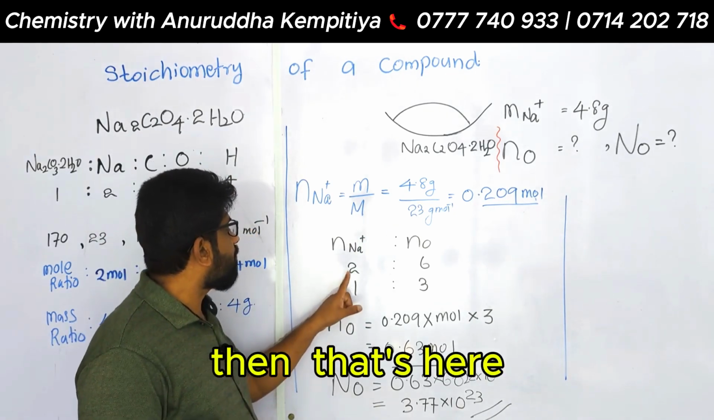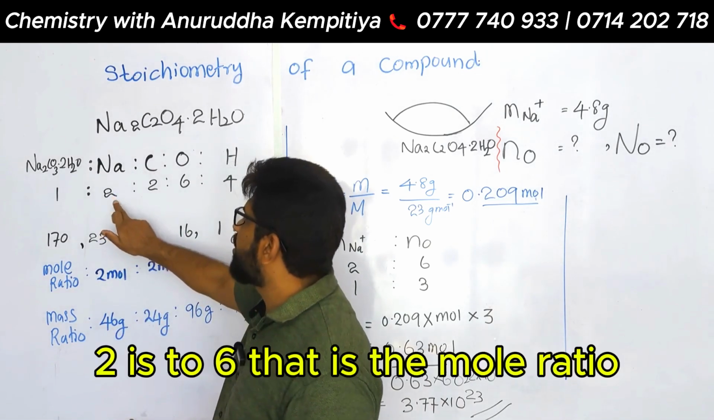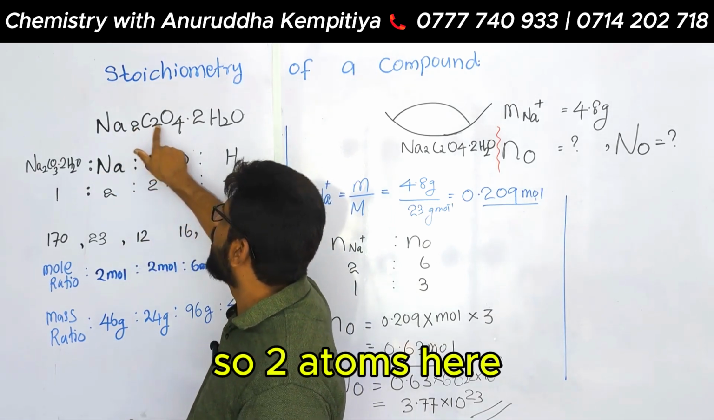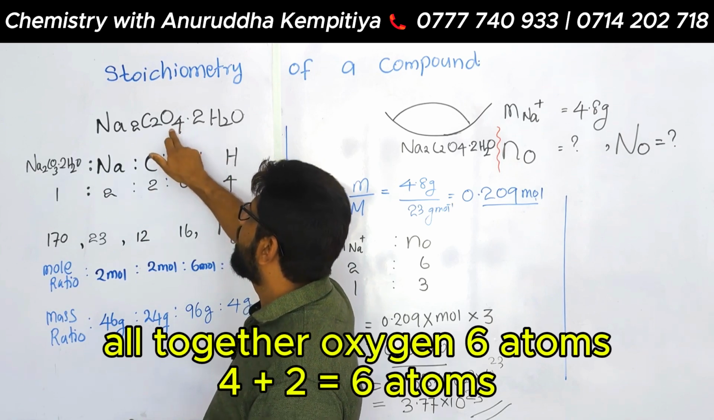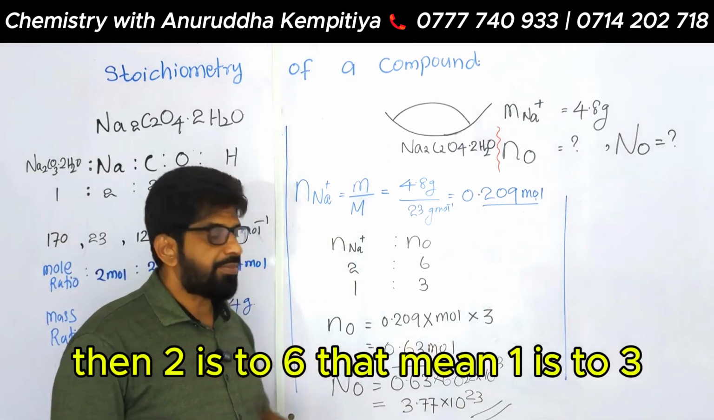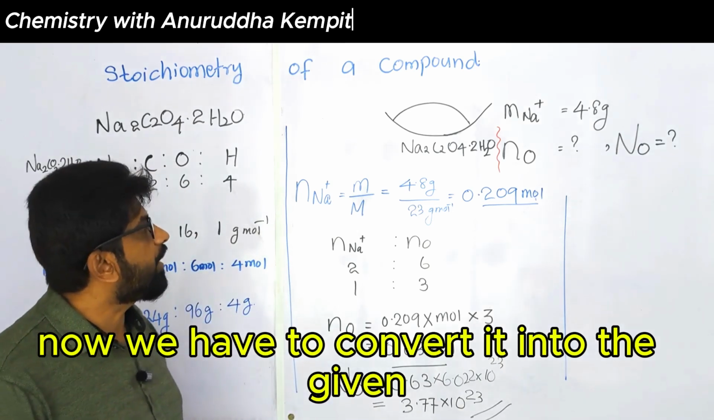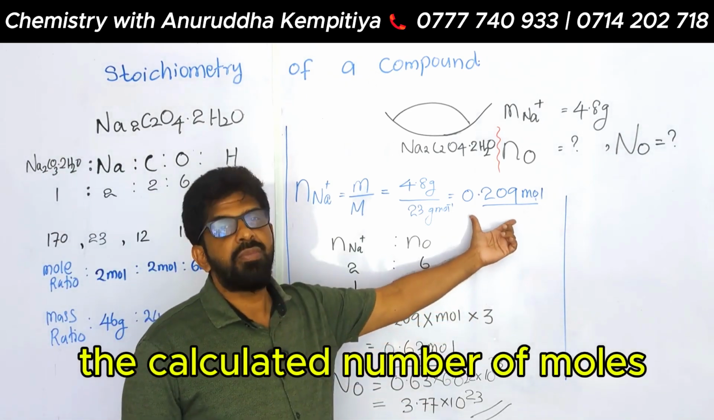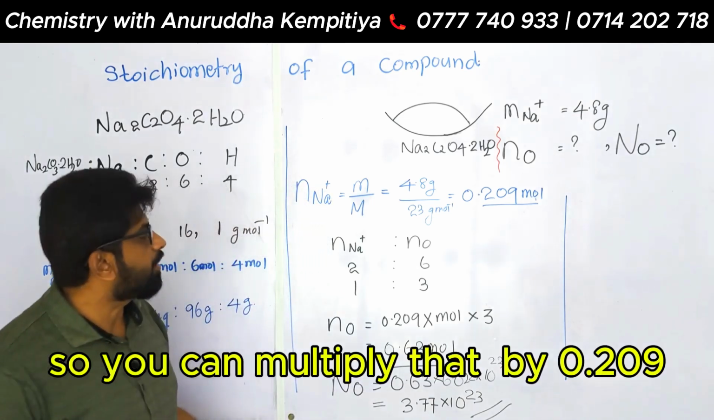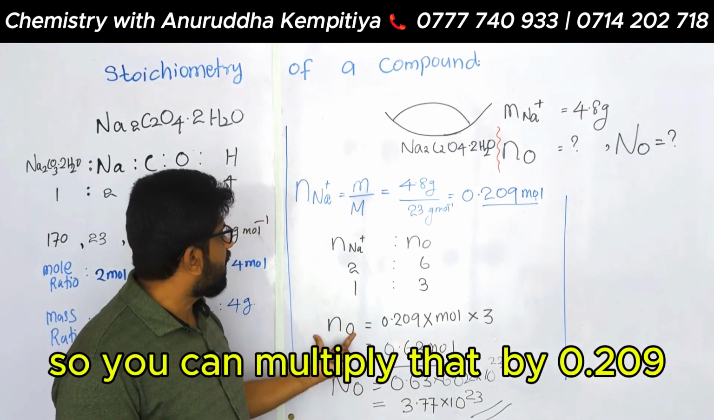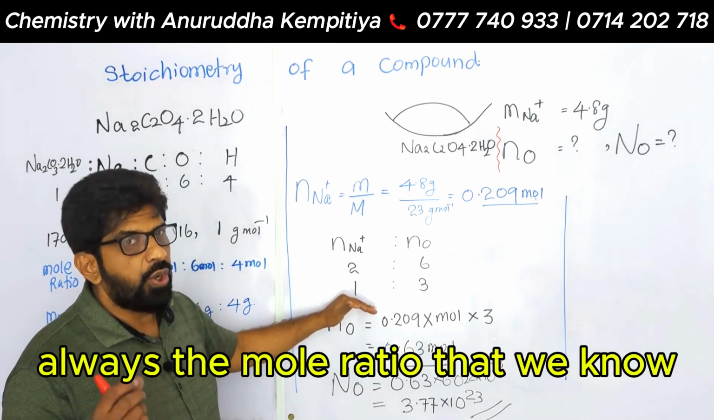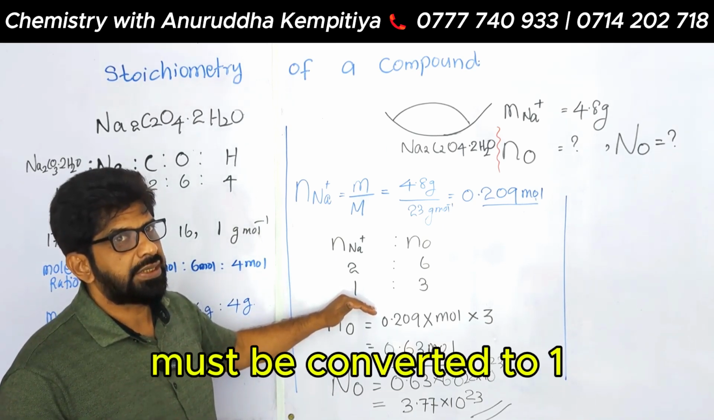That's here, 2:6. That is the mole ratio. The mole ratio is equal to the atom ratio. There are 2 atoms of sodium here, and altogether oxygen has 6 atoms, 4 plus 2, 6 atoms. Then 2:6 means 1:3. Now we have to convert it into the calculated number of moles. So we want to convert this 1 into 0.209, so you multiply by 0.209. The mole ratio that we know must always be converted into 1.